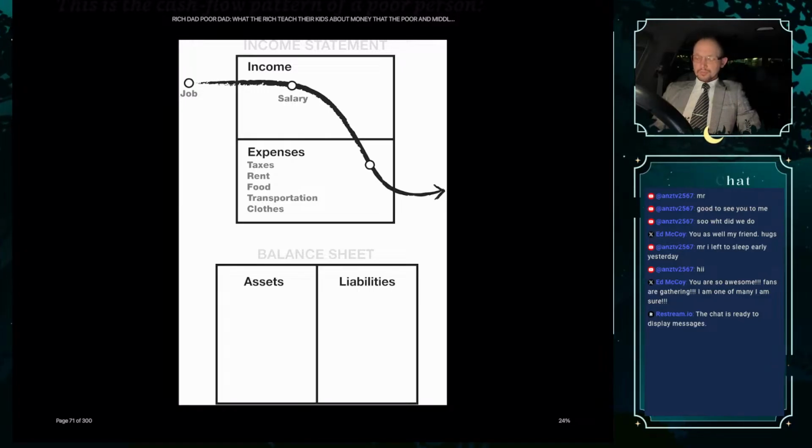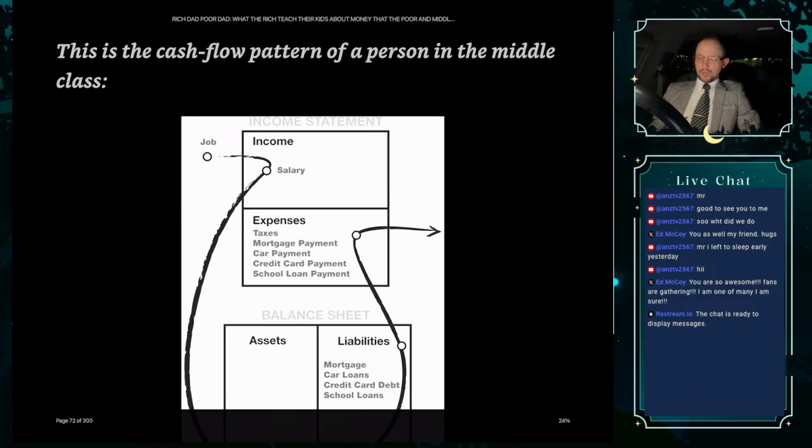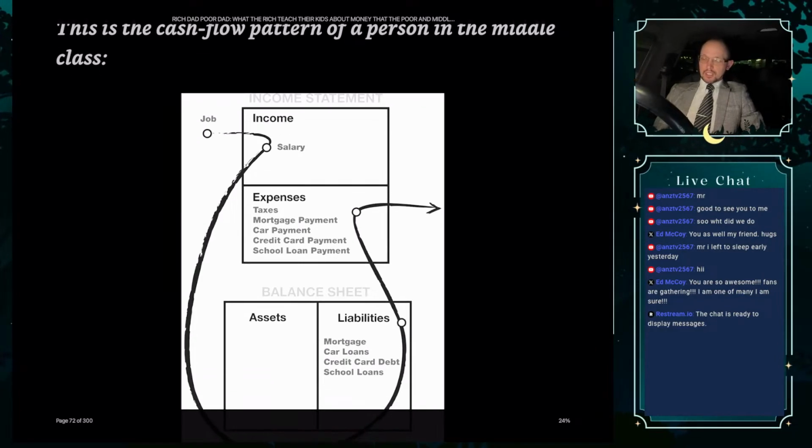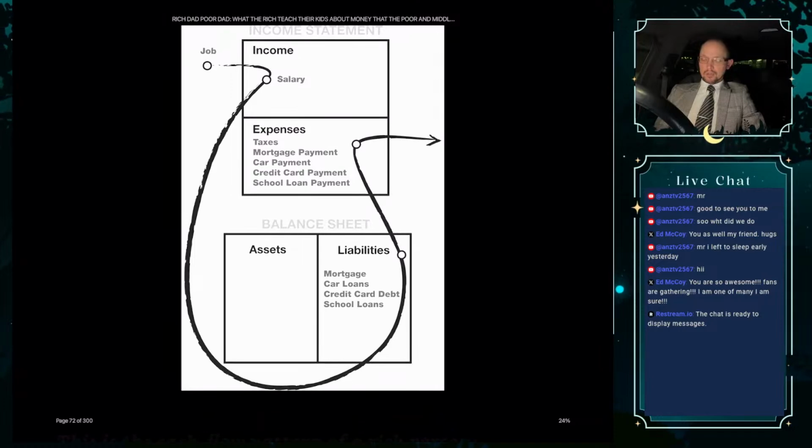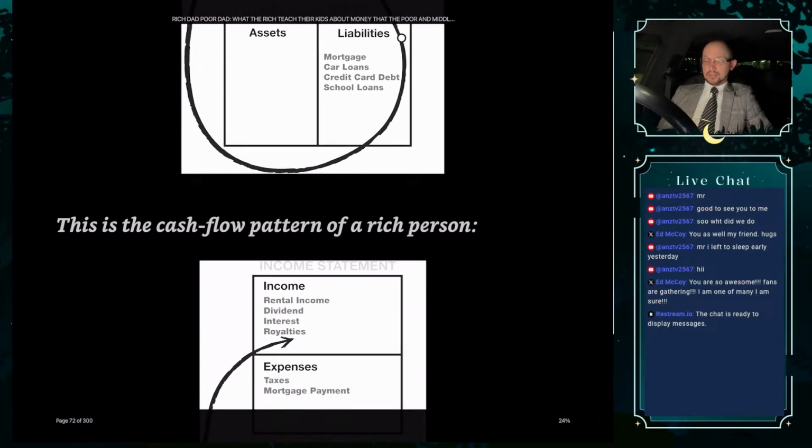Now, this is a cash flow pattern of a person in the middle class. Again, they have a job which produces steady income in form of a salary, but then they also get to spend on some liabilities, which they might even think as being assets, but those are actually liabilities. So things like mortgages, car loans, credit card debts, school loans, and then those obviously produce some expenses too, like mortgage payments, car payments, credit card payments, on top of existing expenses like taxes.